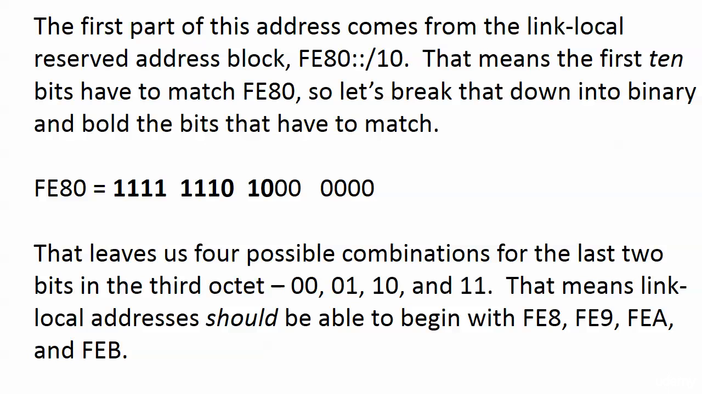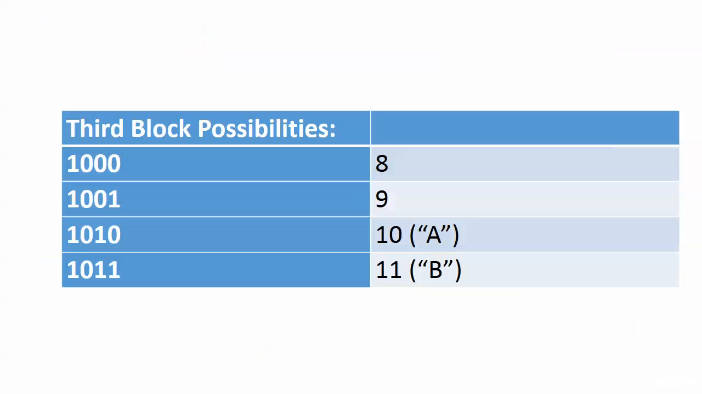And we could have 00, 01, 10, and 11. So theoretically, that means that link local addresses should be able to begin with FE8, 9, A, and B. And you know where we're getting those values from, and I'm going to show you anyway. And you can see here we could come up with 8, 9, A, or B. Of course, that would be 10 and 11 in decimal, but we're using hex here. So 1010, that's 8 plus 2, that's your A, and then 1011, that's 8 plus 2 plus 1, that's 11, and that's your B.